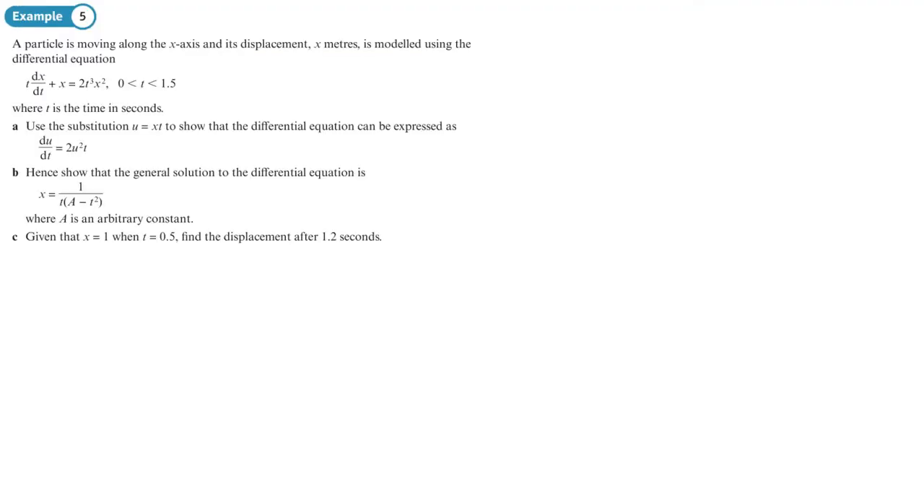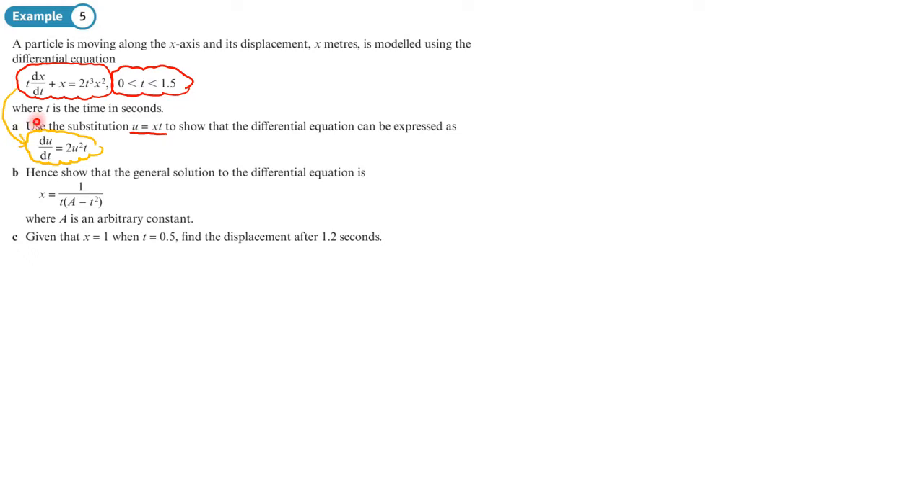So in this modeling type question here, it says that a particle is moving along the x-axis and its displacement is x meters, is modeled by this differential equation that's been given here, and we've got limits on the value of t. So it's only valid when t is between 0 and 1.5, where t is the time in seconds, and we've been given this substitution here to use to show that we can basically use that substitution to get from the original differential equation to this one here.